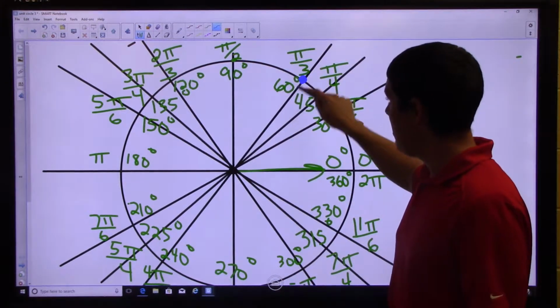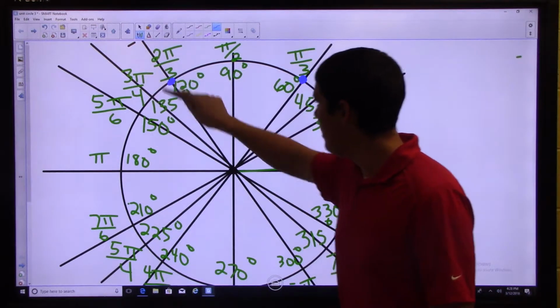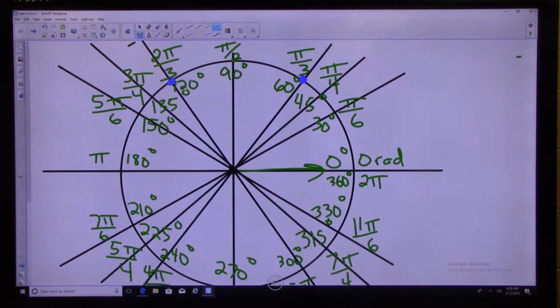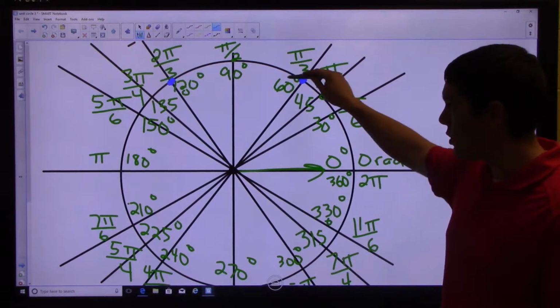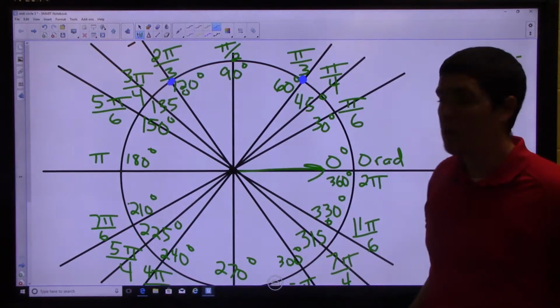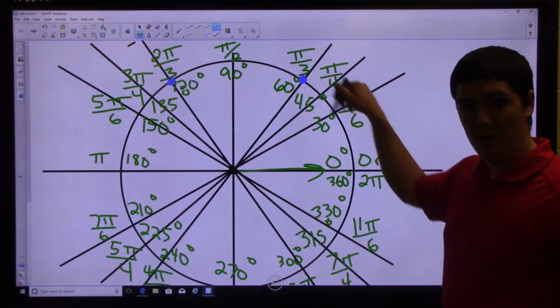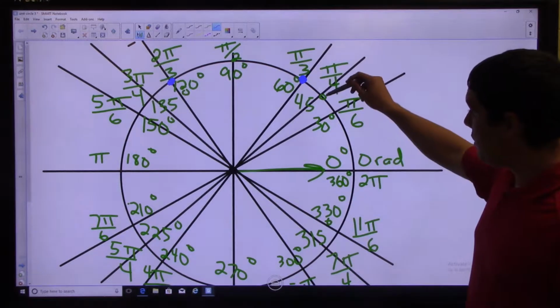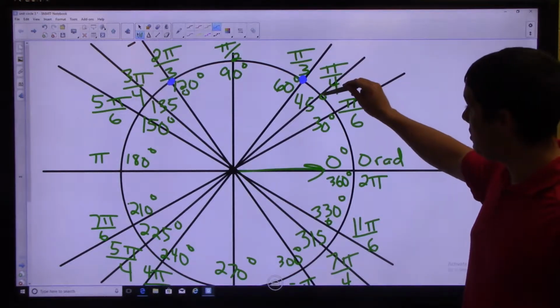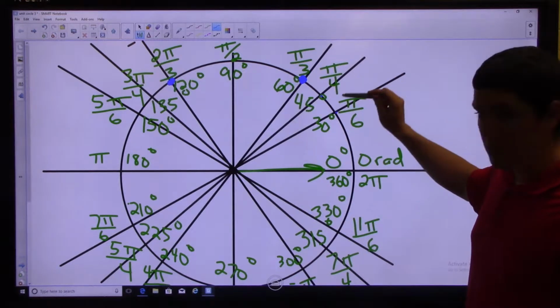Here and here. Okay? Those 2 points on the unit circle are going to have y values of square root of 3 over 2, because those are our biggest y values. Those are the biggest of the three that we had to choose from: 1/2, square root of 2 over 2, and square root of 3 over 2. The y value here of this point would be square root of 2 over 2. The y value of this point is going to be 1/2.